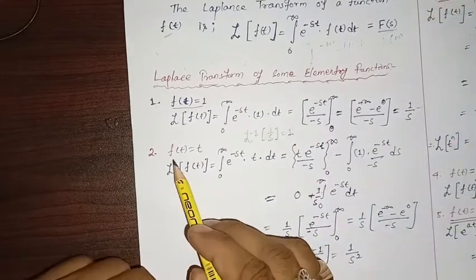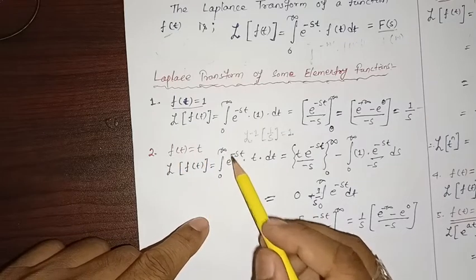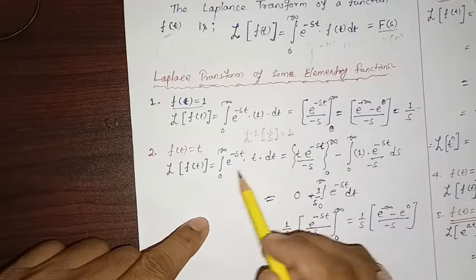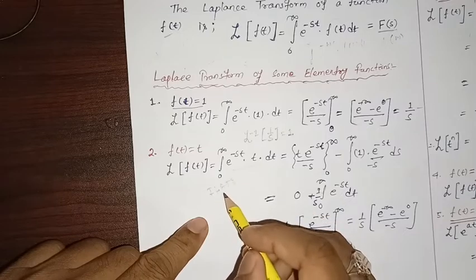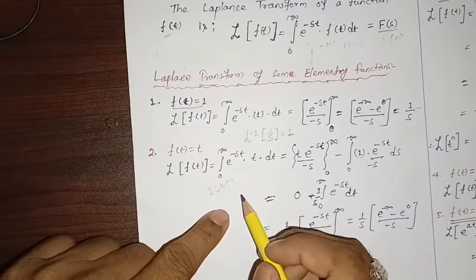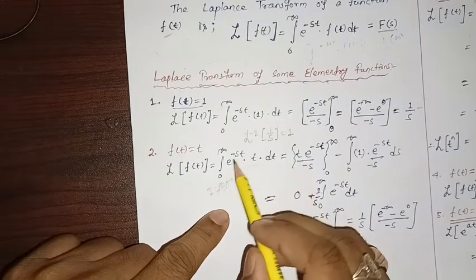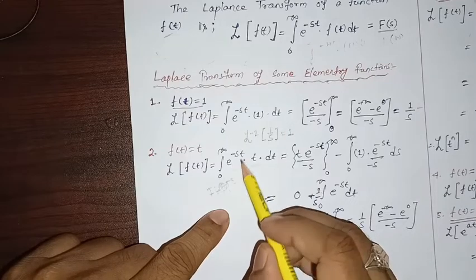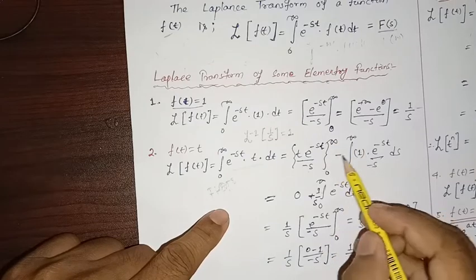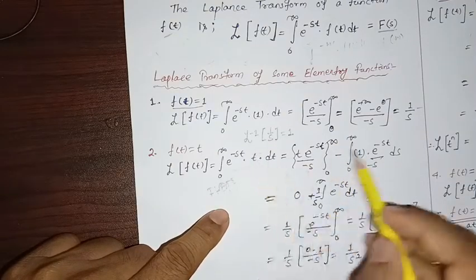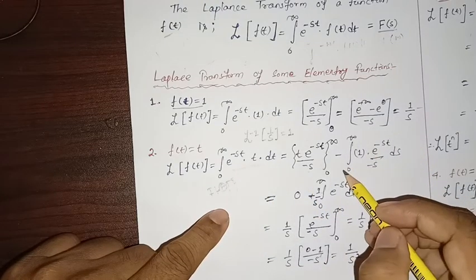So the next function, the second function, is f(t) equal to t. Similarly, we have to write the integral from 0 to infinity of e to the minus st into t dt. Here we are going to use integration by parts. Using ILATE: inverse, logarithmic, arithmetic, trigonometric, exponential. Here you can see the arithmetic function will be the first function, so t will be there. This one is the exponential. The integration of this one will be e to the minus st by minus s, with limits 0 to infinity, minus the derivative of t, which is 1, times the integration of e to the minus st. Again another integration will be there, dt.